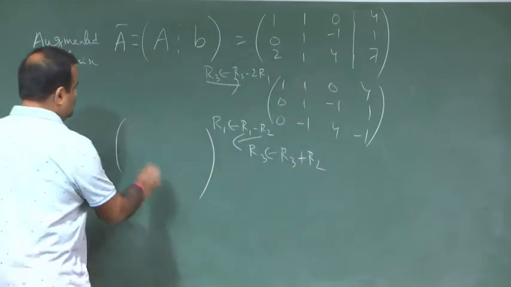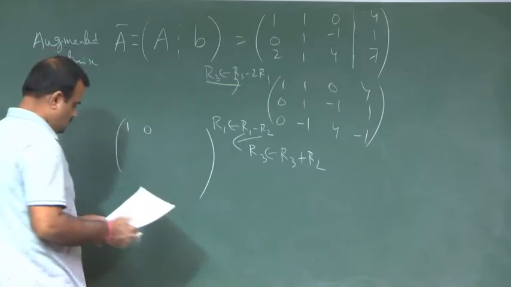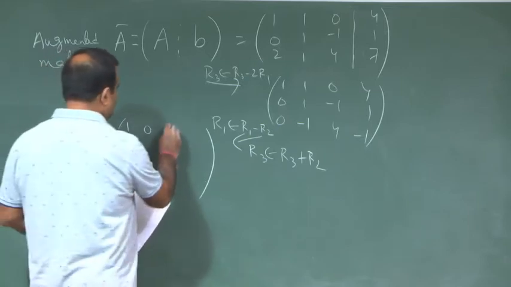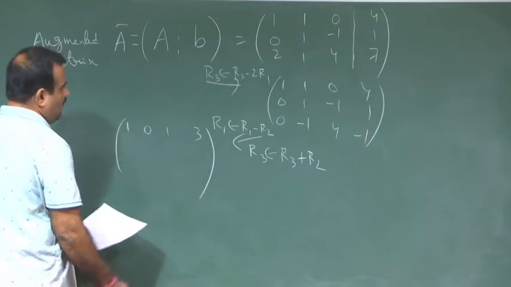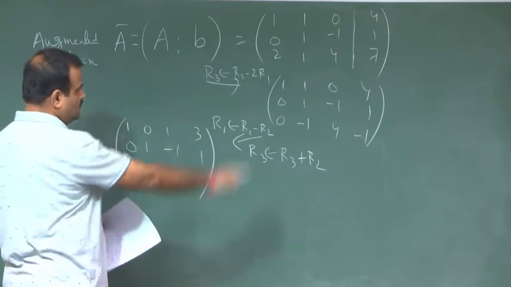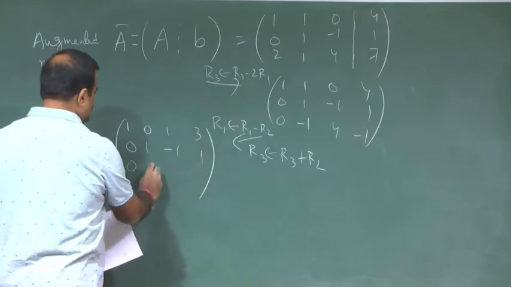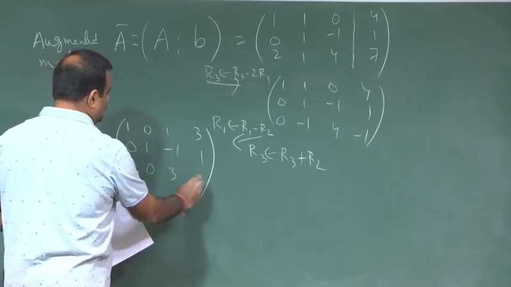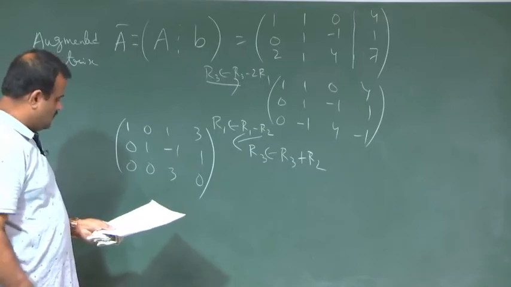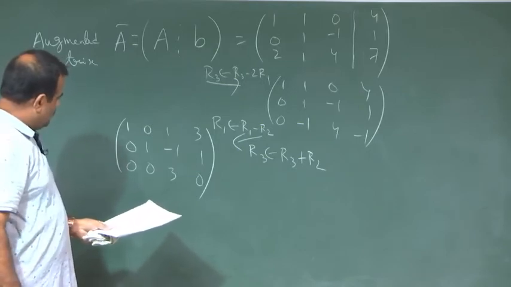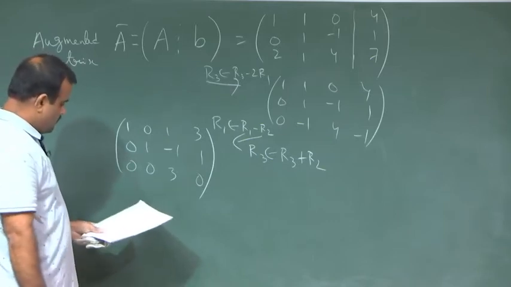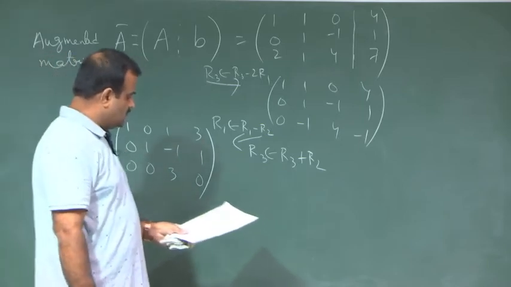So this is 1 0, then we have a 1 3. R2 we are not changing anything: 0 1 minus 1 1. And R3 we are changing, we are just doing the addition: 0 0, then 3 0. Okay, so this is the one we are doing. So now R1 is going to this.